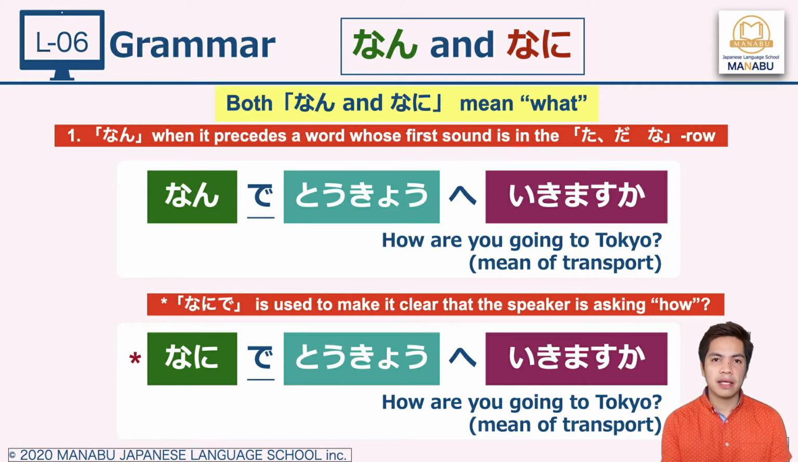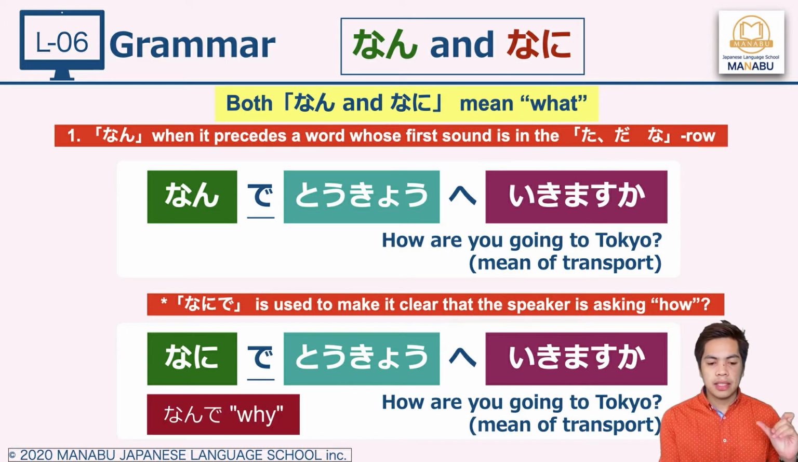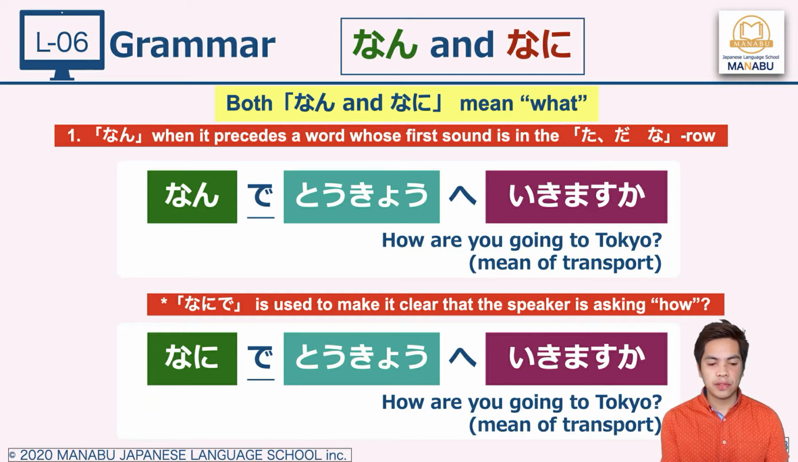Because the word nande can be translated in English also as why, sometimes the listener gets confused. So if you want to make it clear that you are asking how you are going to a place, we will use the word nani. So nani de Tokyo e ikimasu ka? It's more clear that you are asking how are you going to a place. Nani de Tokyo e ikimasu ka? How are you going to Tokyo?